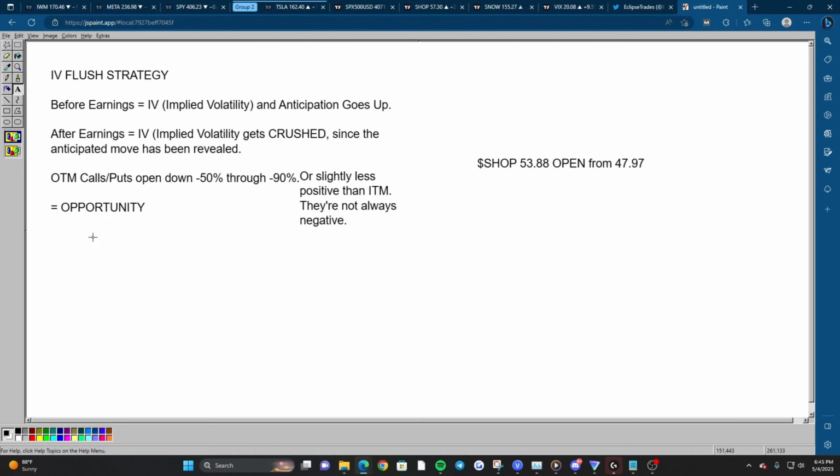I'm not sure. So if you compare that, yes, it's not always going to be negative like the Roku here. It's not always going to be negative. But if you compare the price, the earnings caused the out the money contracts to get crushed. It's not always going to get red. So you can use that to your advantage and buy the cheap contracts because of earnings.